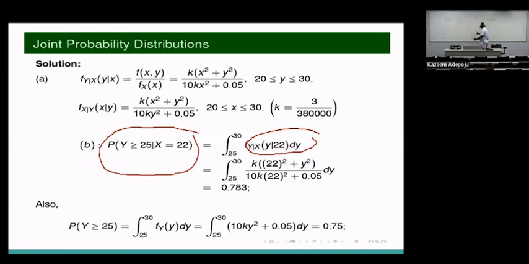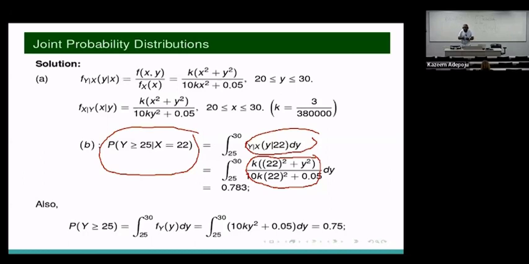And you've already derived your f of x here. That is exactly what you see here. Wherever you see x, you plug in 22. Now you want to integrate that by y. Why are you integrating by y? You are integrating by y because they said y greater than or equal to 25. You are focusing on y greater or equal to 25.